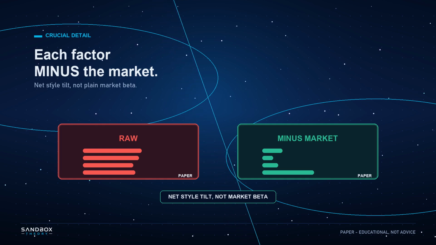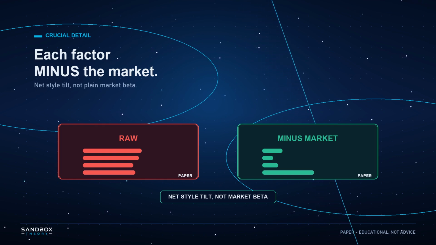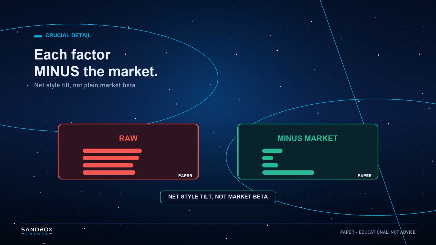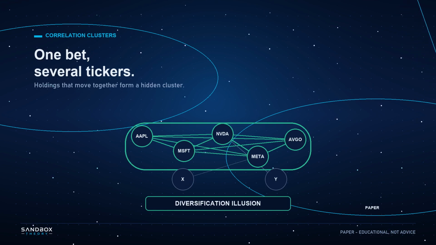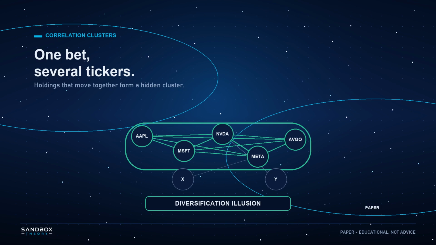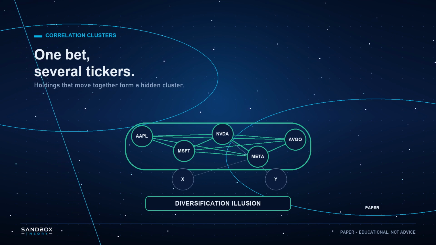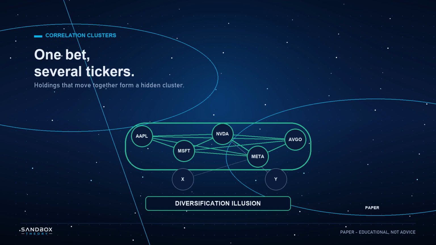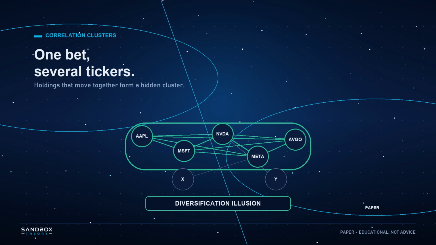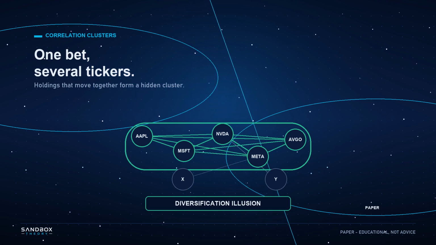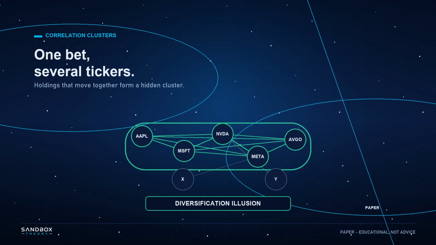Factors catch the named styles. But some hidden bets don't have a tidy ETF label. They're just a handful of your specific holdings that happen to move in lockstep. So the second tool looks for correlation clusters. Groups of holdings correlated enough with each other that they're effectively one bet wearing several tickers. This is the direct answer to the cold open. If 5 of my positions form one tight cluster, the system flags it. These 5 are trading as one. My diversification across them is an illusion. A single bad day for that theme takes all 5 down together, and my real position size in that idea is much larger than any one tile suggested.